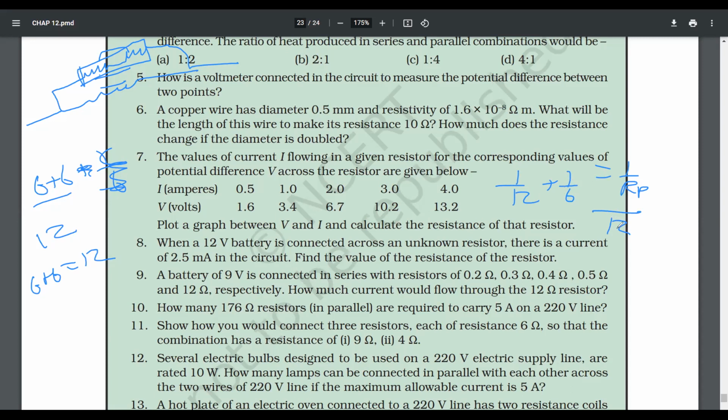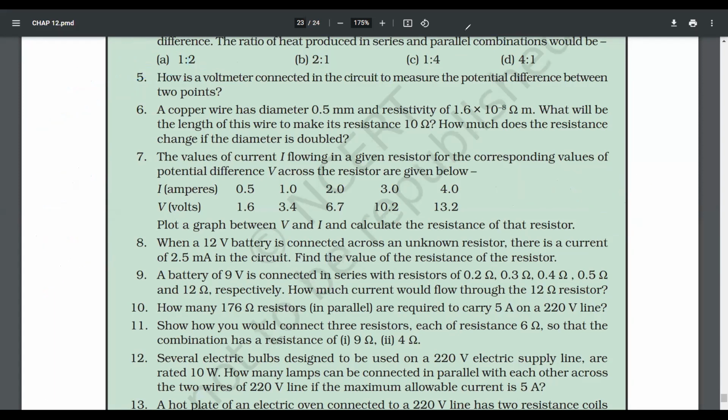Oh wait, no, I did the second part first. My apologies. So this is for 4 ohms. So 1 upon RP, you take LCM as 12, and this will be 2 plus 1. Okay, let's do this again, because I accidentally did the second part first.